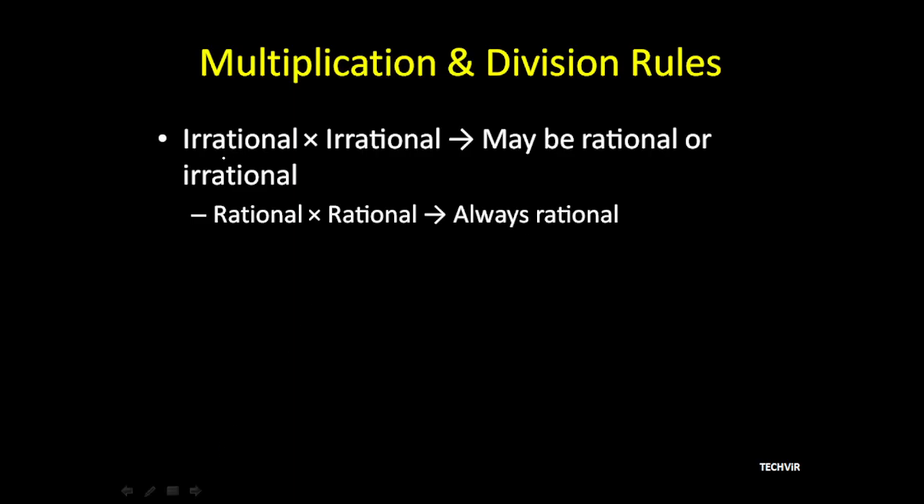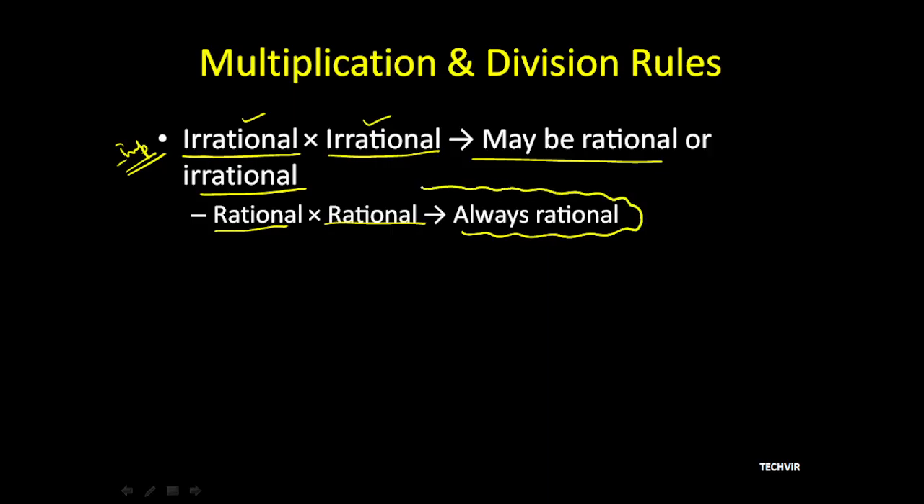Next it was product. Say I am having an irrational number, and if I am multiplying it with another irrational number, the product may be rational or irrational. So this is a very important result, okay. It depends upon the irrational numbers whose product you are taking. But on the other side, the product of two rational numbers is always a rational number. So these two results are very important.